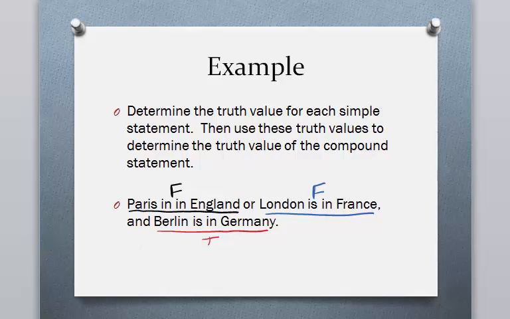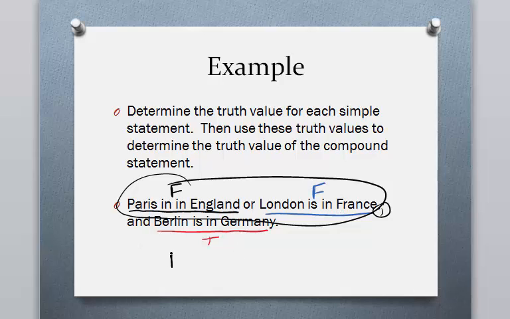Now, we have determined the truth value for each simple statement. Let's now determine the truth value for the compound statement. So looking at the first two events, and notice that we have the comma here, so we know that those two will go together. We have false. The or gives us the V symbol in between. And we have false for the second statement. These two are in parentheses because they are separated with the comma from the third event.